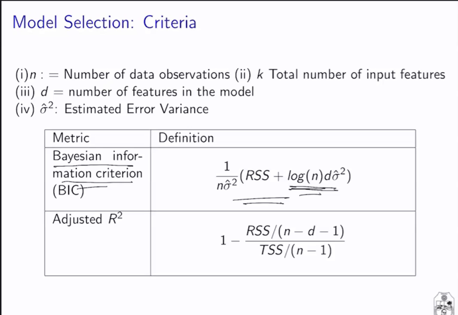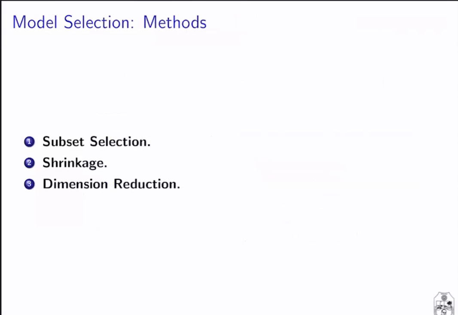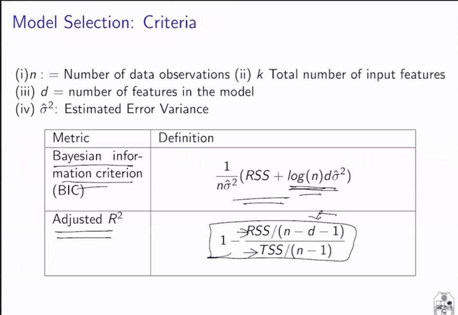The fourth criteria that you can use is the adjusted R square, and the adjusted R square is defined like this, where RSS is the residual sum of square and TSS is the total sum of square that we have defined on the first slide. And n minus, here D is the number of features that you are using in your model. Now, this is all about selection criteria.